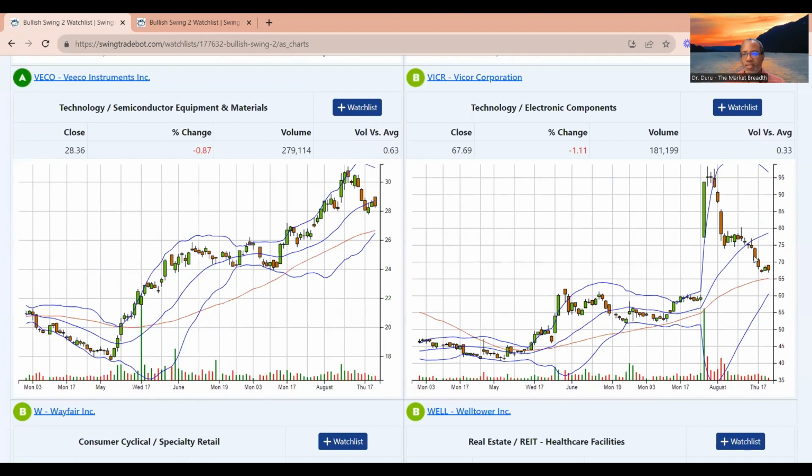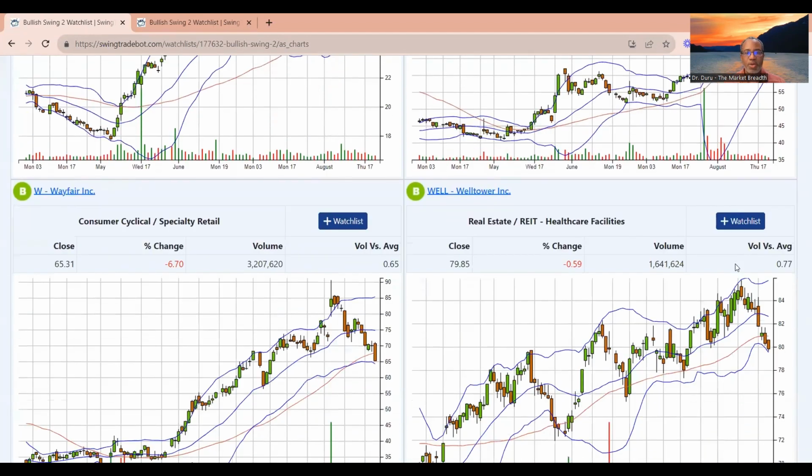VICR, it is continuing to sell off. As I said in my last video, I don't really like buying these really big movers because I feel like they're due for a big pullback as well. And that's what's happening with VICR. But I'm keeping it on the list because I want to keep an eye on it.